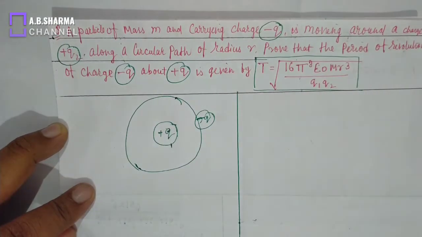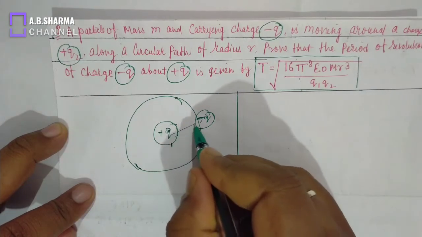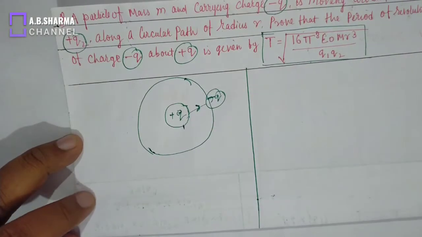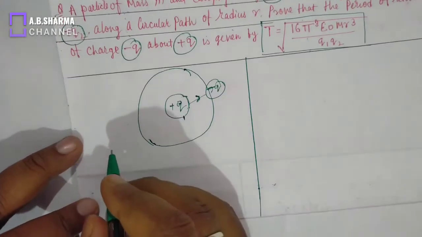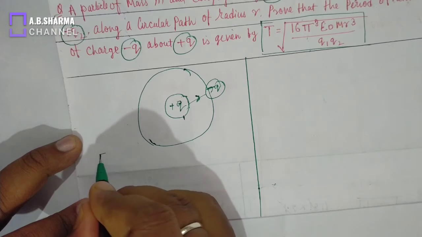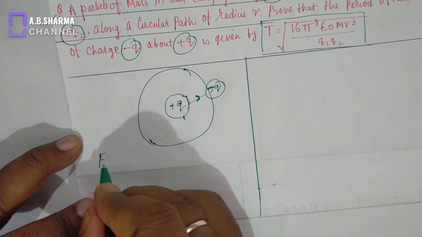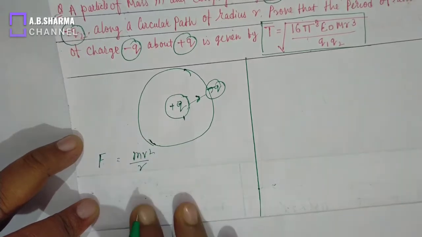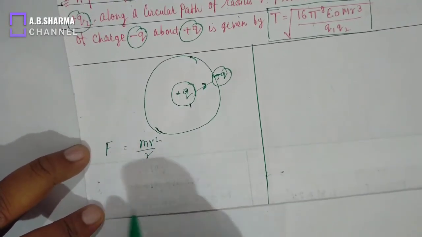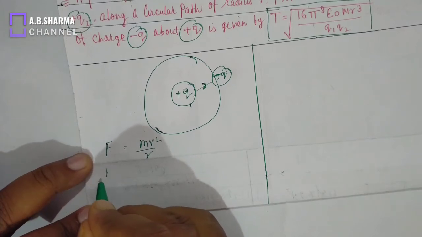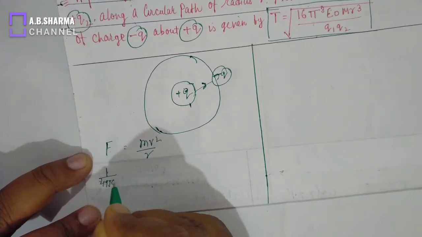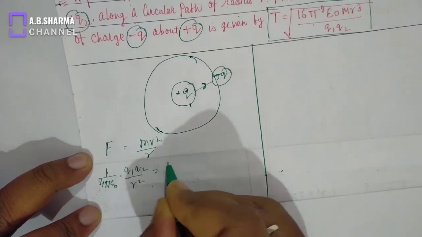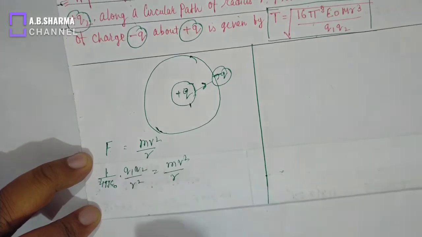When a charge revolves around another charge, a centripetal force acts on them, and the magnitude of this centripetal force equals the electrostatic force. According to the question, the magnitude of electrostatic force, that is F, will be equal to mv square by r, which is the magnitude of centripetal force. Now using Coulomb's law, we will get 1 by 4 pi epsilon naught q1 q2 by r square equals mv square by r. This is the relation.